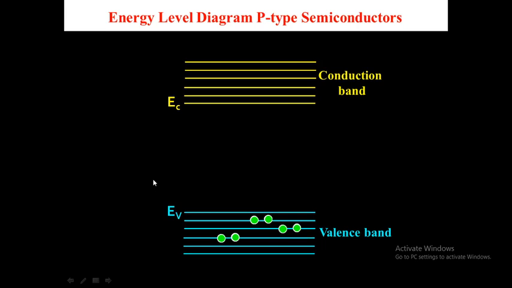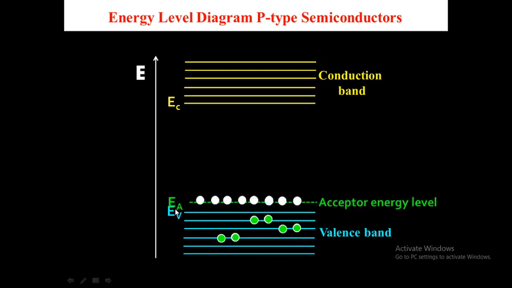Okay, this energy level diagram we have already seen in intrinsic type of semiconductors. Now we know that the energy is increasing from valence to conduction band. So the conduction band has higher energy than the valence band. So the energy level diagram of a p-type semiconductor consists of one additional level.